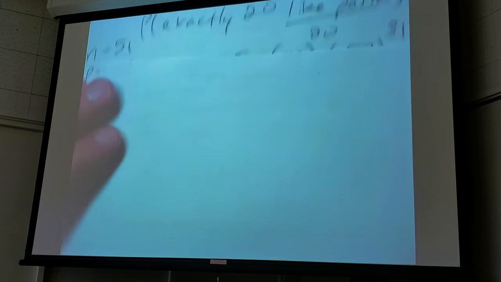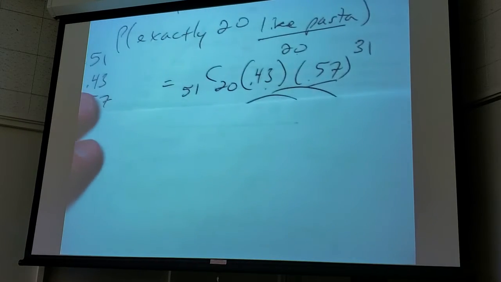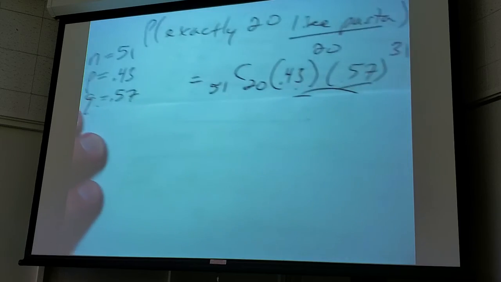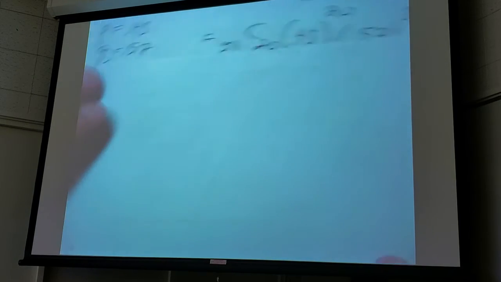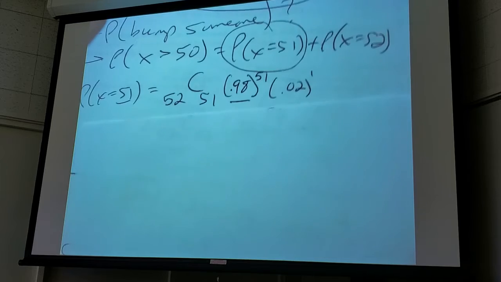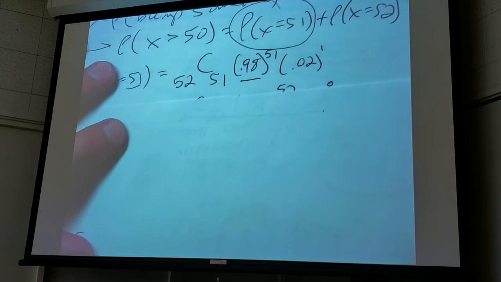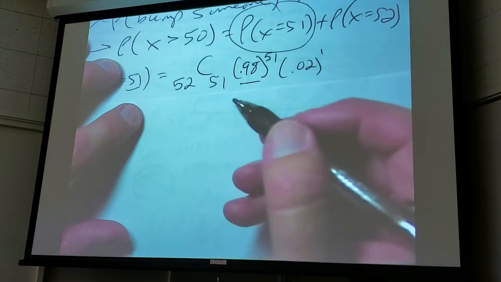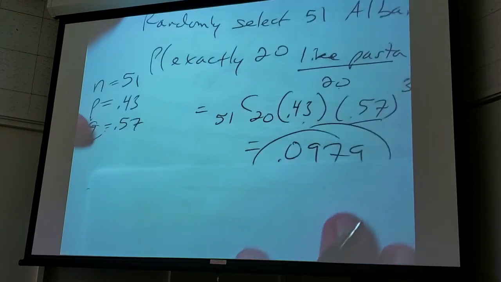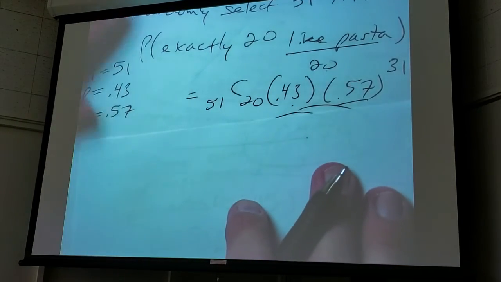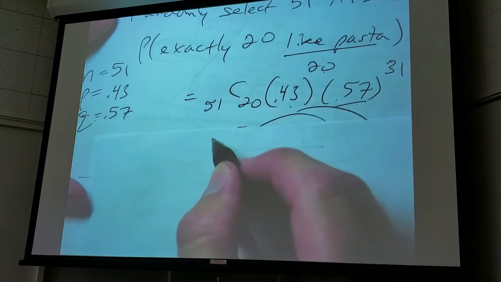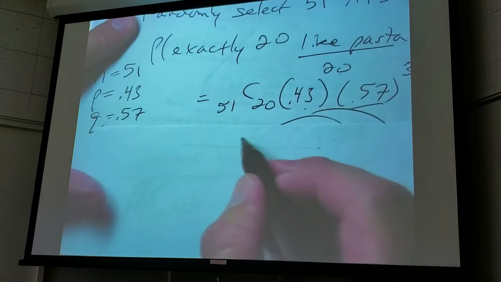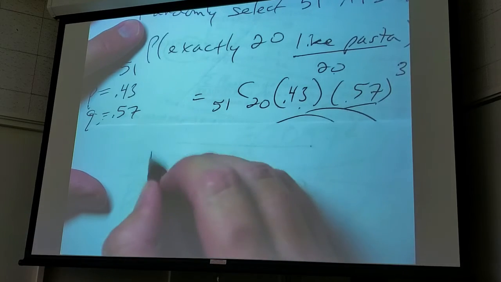All right. So here's the formula for this. What was 51 in this? Well, let me do the problem I just did. What was 52 in this problem? The amount of tickets sold. So maybe I should do this Albanian one. Okay. Back here at this Albanian pasta one. 51 was N, right? The total number. Yeah. Okay.